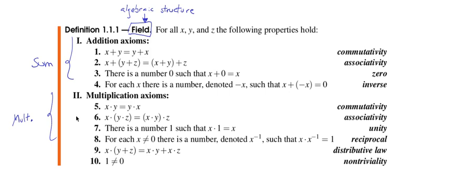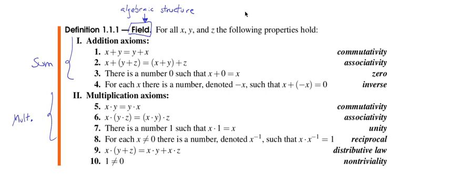In order for the field to work as we want, or for these two operations to work, we need to define some properties for them. The way we do this is we define the field, this structure, in this way: for all x, y, and z elements of the field, the following properties hold. First are the properties of the sum, which we call the addition axioms.